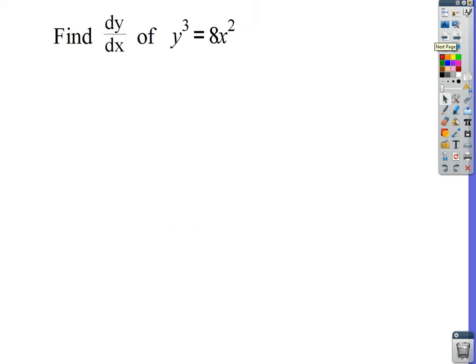So if I were just to ask you to find the derivative of y cubed equals 8x squared, your first response might be to find just y. So if I take the cube root of both sides, this is the cube root of 8x squared. And I don't like to have cube roots, so I'm going to say that y is equal to 8x squared to the 1/3.